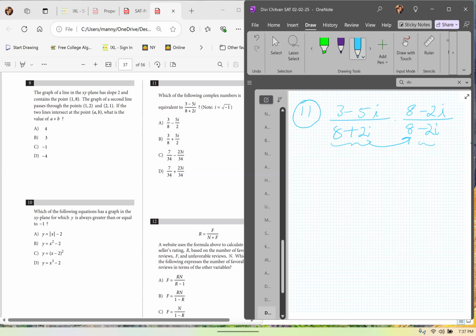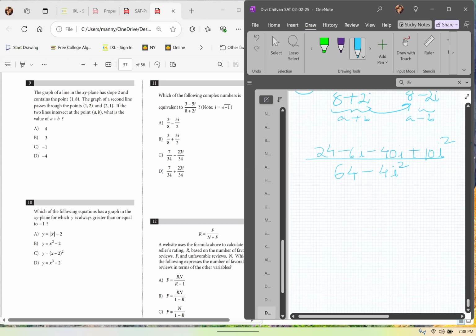you can see that it's (a plus b)(a minus b). Okay? You can use the formula a square minus b square, or you can just FOIL it, which is a longer way. So after you FOIL it, you'll have 64 minus 4i square. Okay, 2 square is 4. On the top, you have 24 minus 6i minus 40i plus 10i square. Sorry, there you go.